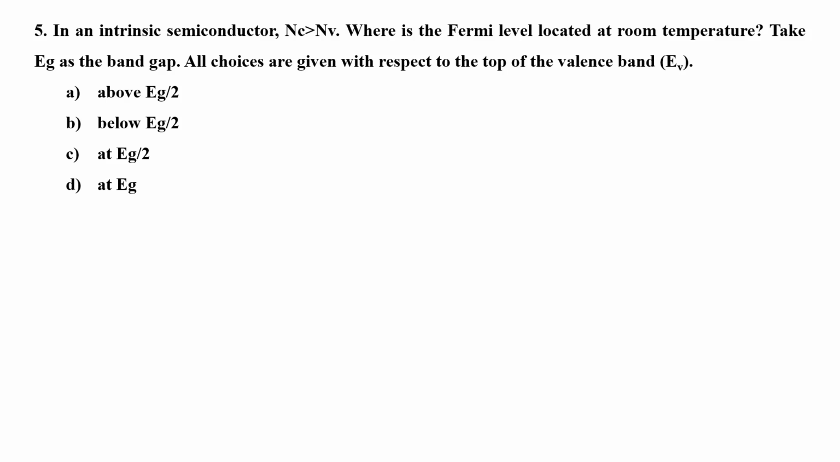All choices are given with respect to top of the valence band. So here top of the valence band means that EV will be considered as your starting energy or zero energy. So all measurements will start from there. So if Nc is greater than Nv, where does the Fermi level lie at room temperature? We know that at absolute zero, the Fermi level should lie midway between valence band and conduction band. So that is not the case here. It is Nc greater than Nv. So then what is the location of the Fermi level?